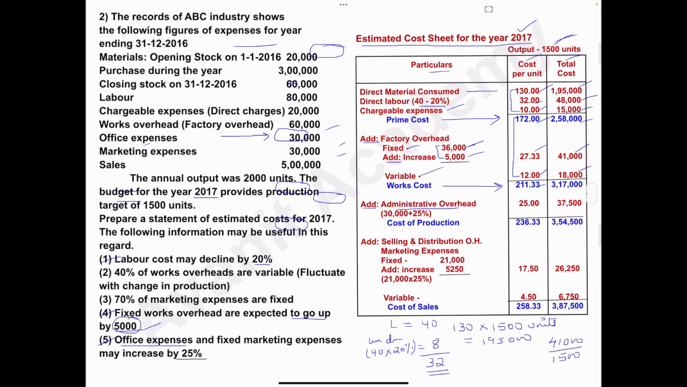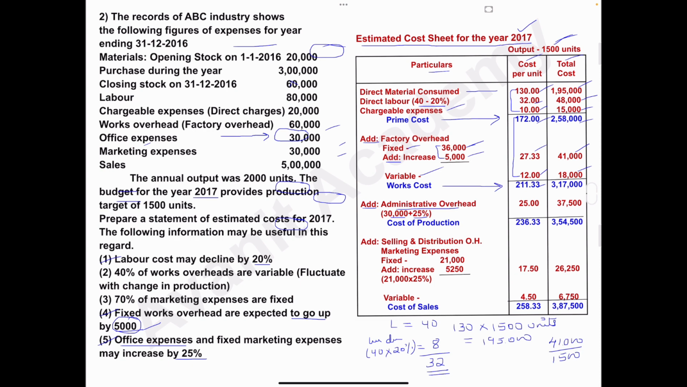So, previous year, administrative overhead amount is 30,000. Okay, you have to refer the total cost column. Total cost amount that is 30,000. And this year, 2017, it will go up by 25%. So, increase means you have to add. So, 30,000 plus 25%. Okay, this is the direct calculation.